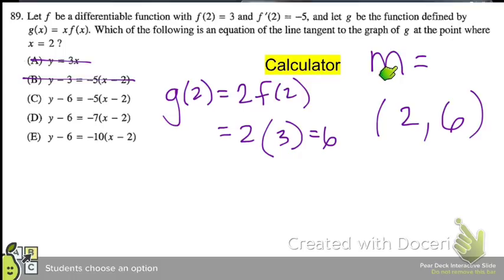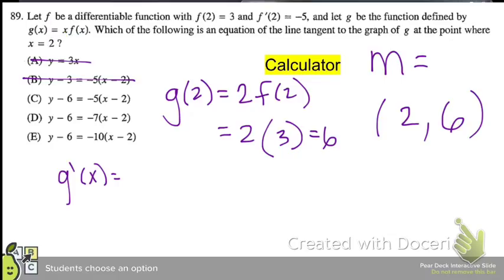Now to find the slope, again, we need the derivative of g. So g prime of x. And again, this is where most people made their mistake on the quiz, is that they didn't take the derivative of this correctly. I'm going to read it very carefully. This says x times f of x. Again, x times f of x. This is a function of x times another function of x. So when we take its derivative, we need to use the product rule.